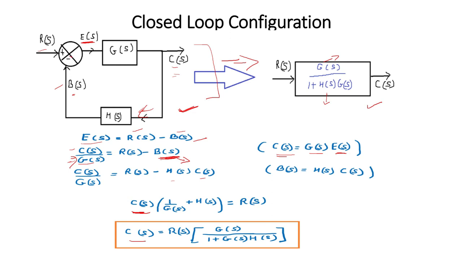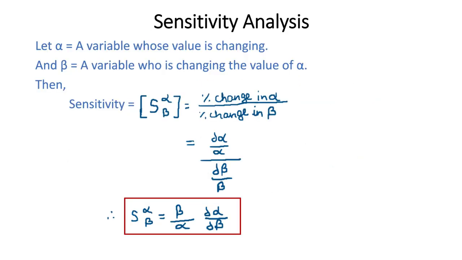One thing to notice here is that this feedback element is added negatively. See, this is minus, and therefore due to this minus sign we are getting plus here. If the feedback element here is plus, means it is not subtracted, it is added, then in place of plus here we will get minus. You will understand these concepts later. Now you have to just remember this, that you have subtracted the feedback element, that's it, and this results in a positive sign here. So now we will see the sensitivity analysis.